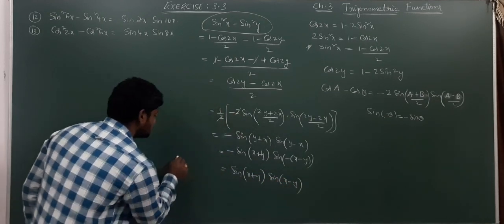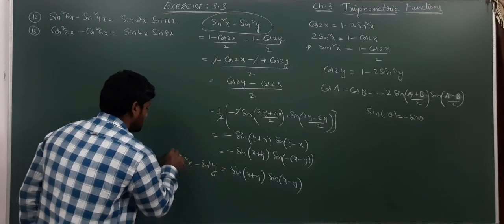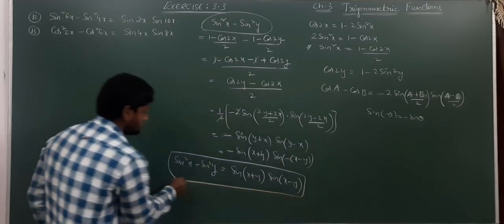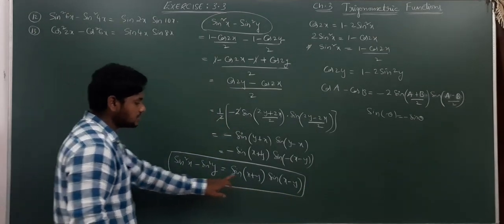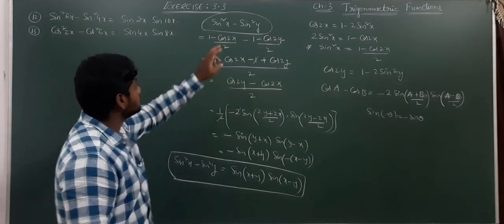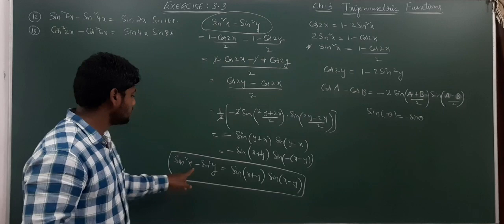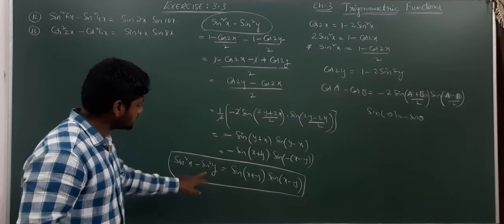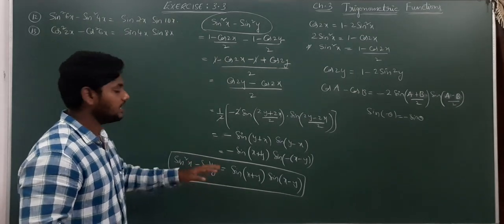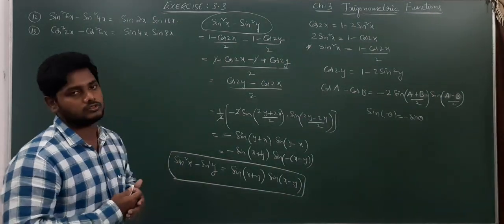So this is the formula of sin square x minus sin square y. Here x and y mean x plus y, x minus y; like that only we need to take. Now what is the formula of sin square x minus sin square y? You need to remember that sin square x minus sin square y equals sin (x plus y) into sin (x minus y). So this is also one of the important formulas you need to note down.